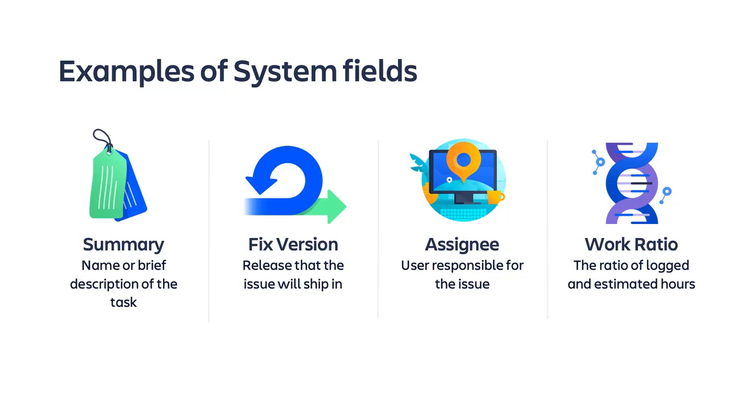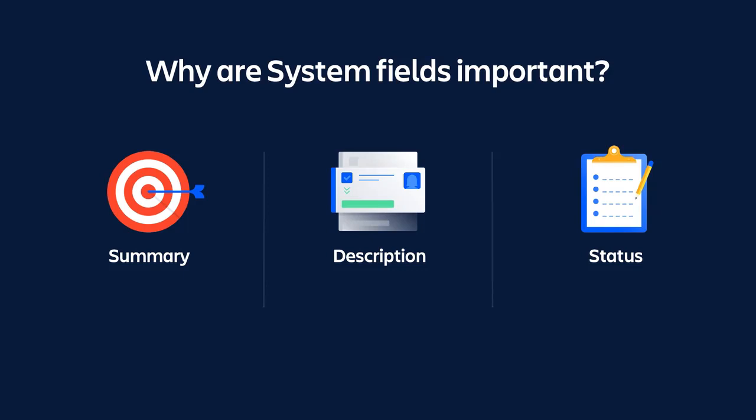Some fields must appear on an issue screen so that the issue will behave as expected, such as the assignee field or the summary field. Other fields can be removed from an issue. For example, if the fix version is not relevant for an issue, it doesn't need to be placed on any issue screens. So, why are system fields so important?